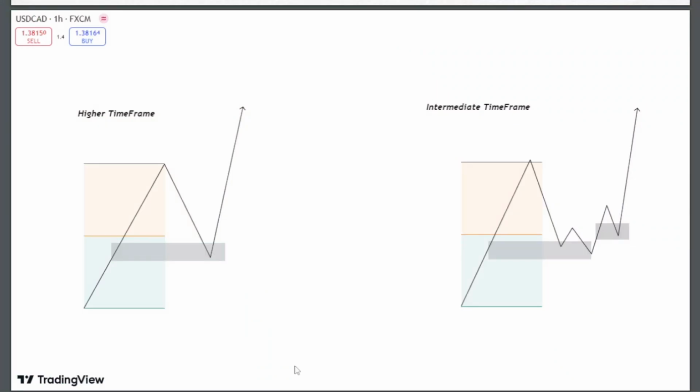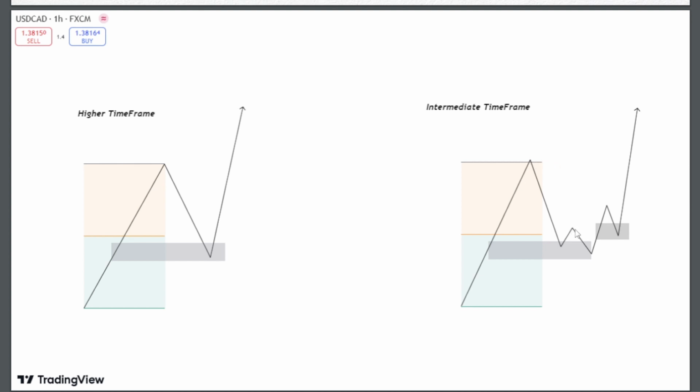This is a visual depiction of how our chart will look. This is a higher time frame chart. We will draw our external range liquidity and internal range liquidity. Internal range liquidity will be our fair value gap in the higher time frame. We will wait for market to hit our internal range liquidity and then we will draw structure in the intermediate time frame and we will look for our entry here toward this external range liquidity.